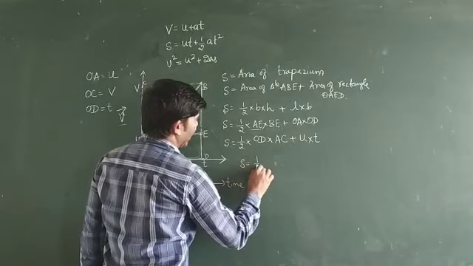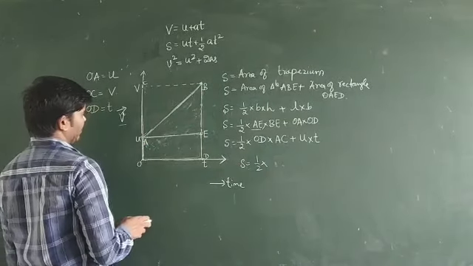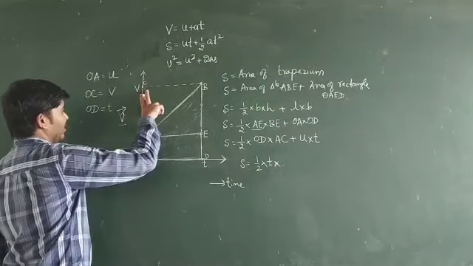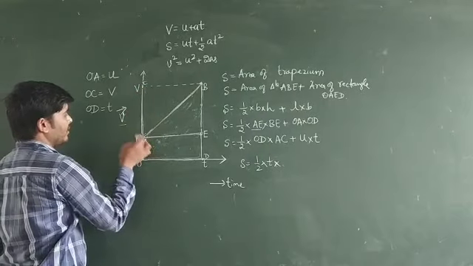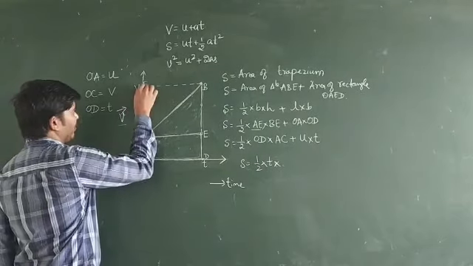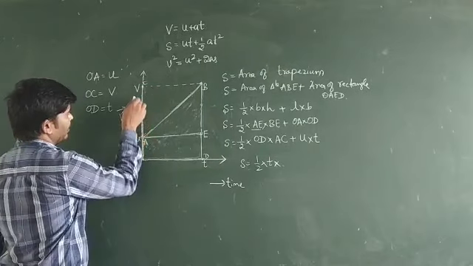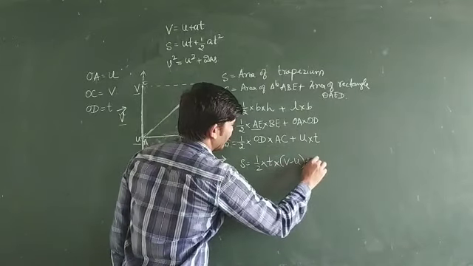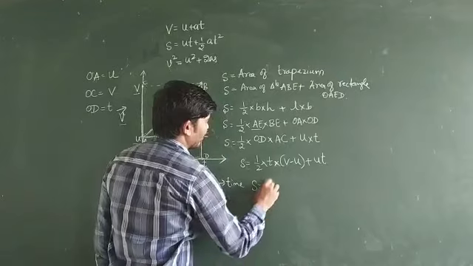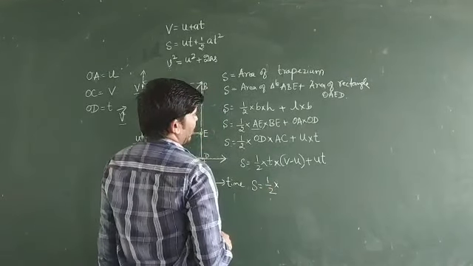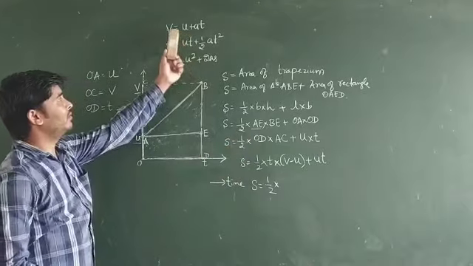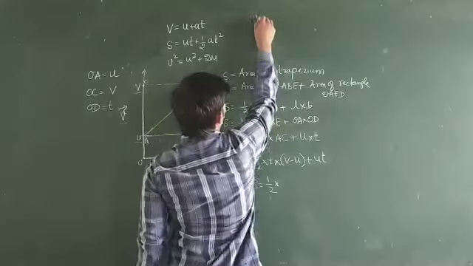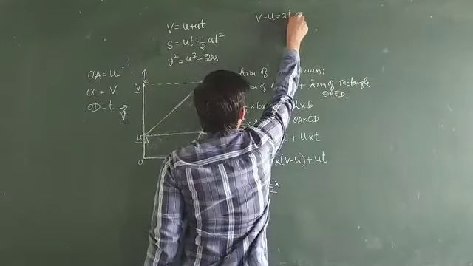So S is equal to half. Look at OD. Where is OD? OD is equal to T, into what is AC? AC or CA, that is V minus U. From point A to C, it is given as V minus U, plus UT. Now, from the first equation of motion, that is V is equal to U plus AT, we can write V minus U is equal to AT, right?